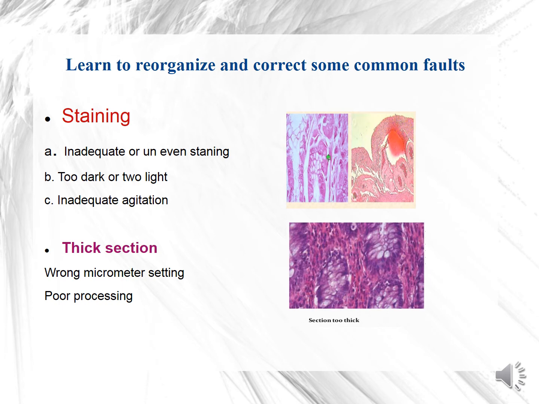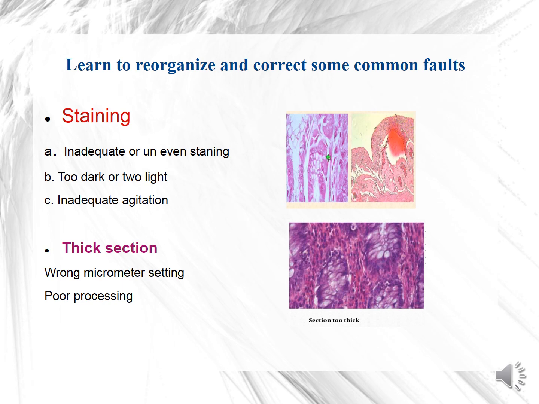Next is staining. If the staining is not proper, it may be too dark or too light, or there may be inadequate agitation, then also the slide will not be prepared properly. Next is thick section. I have told that depending upon the tissues, we have to adjust the section thickness in the microtome. It may be 3 mu or 2 mu or 4 mu, depending on that. If we take very thick sections, then the staining will not be proper and the study of the slide will not be possible.